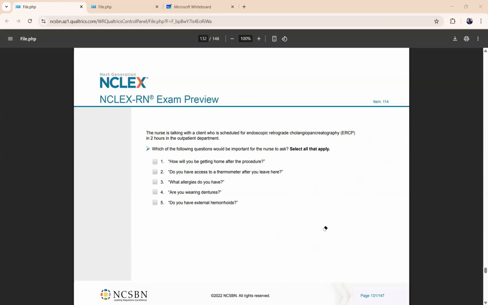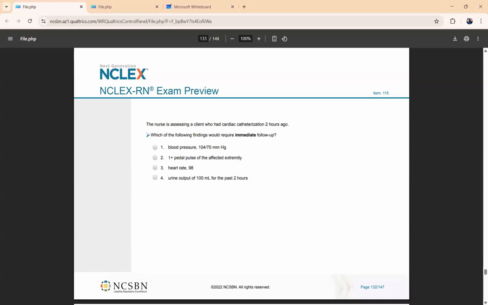Now, let me show you another example. Right here is another example of a surgical question. You can see right here, cardiac catheterization. This is a surgical question. The question will either be about pre-op care, post-op care, or what? Complication. Right. You can never go wrong.